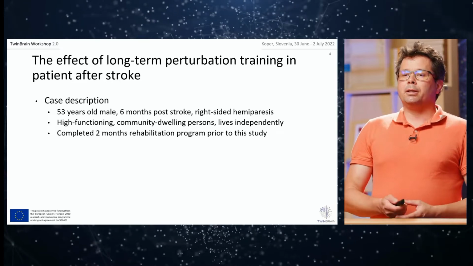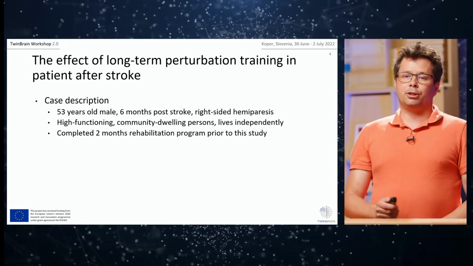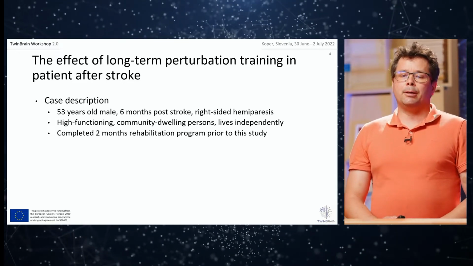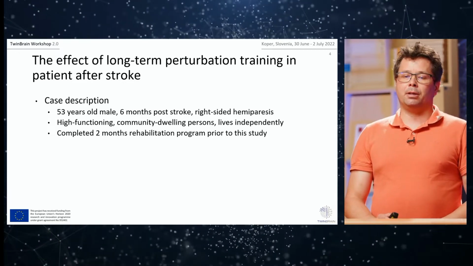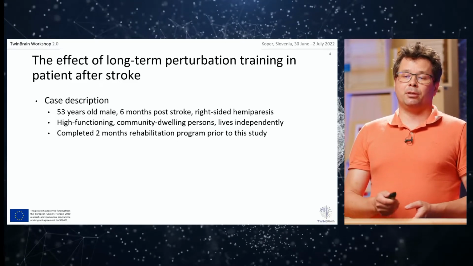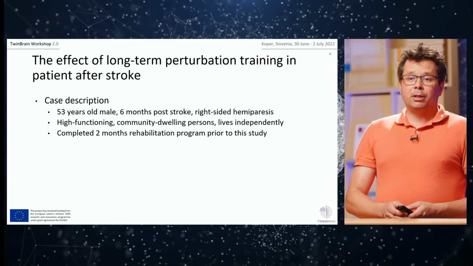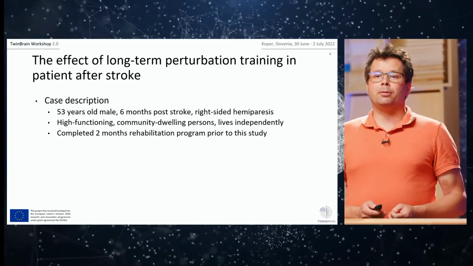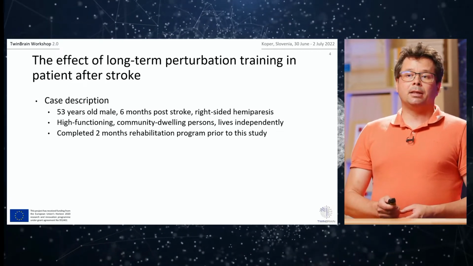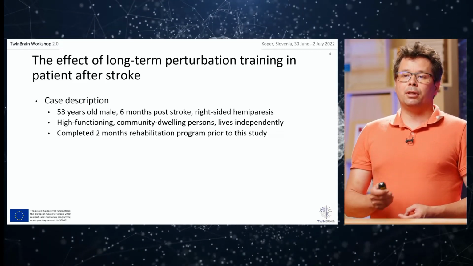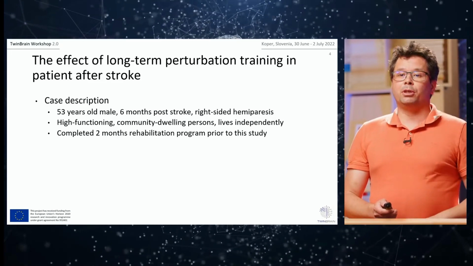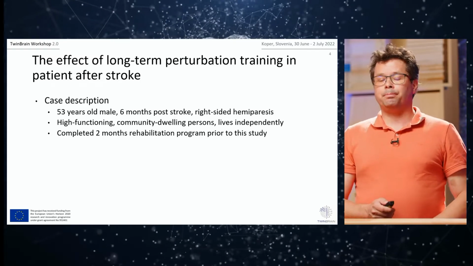I work at the Rehabilitation Institute in the research unit, and once in a while we develop a device or a system that allows us to study a certain aspect of gait. In this particular case I would like to explain how the perturbation training device was used to assess the effect on gait if the person was subjected to long-term training.